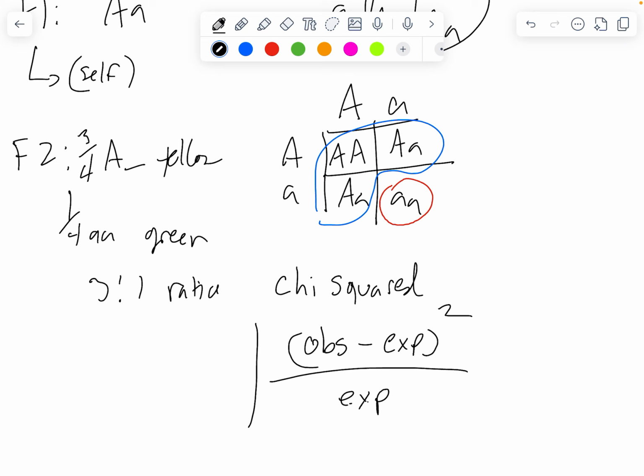So as long as he didn't reject his null hypothesis, and as long as he could say that he didn't have any evidence that they were different from each other, then he could say that they follow those basic Mendelian rules of inheritance.